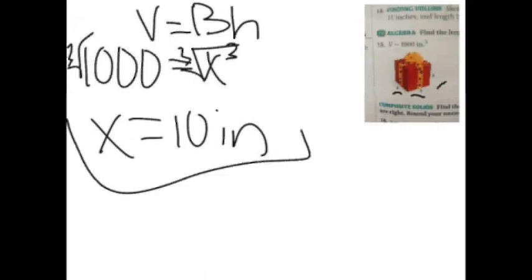The formula for volume of a prism is V equals the area of the base times the height. For this problem, you have to work backwards. So it's going to be 1,000 equals x cubed, because x times x times x gives you x cubed. You're going to cube root both sides to get rid of the cube, and you get x equals 10 inches.